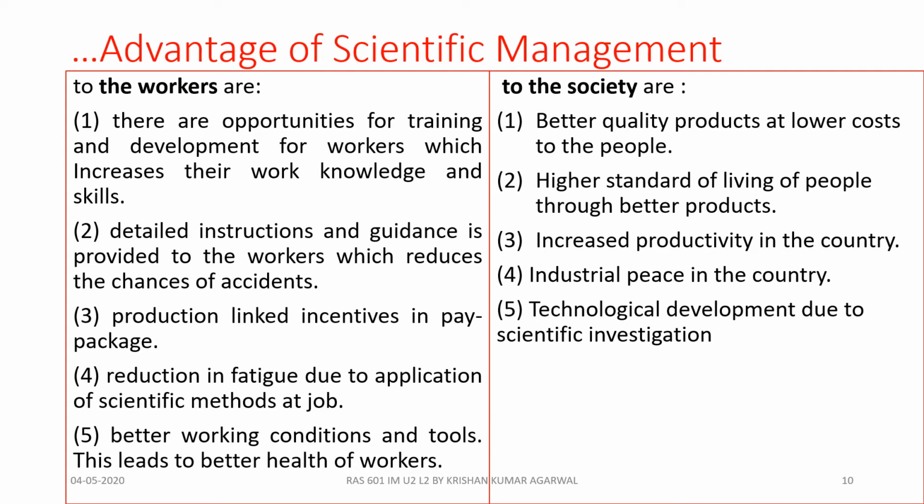With the implementation of the scientific principle approach developed by Taylor, the society gets the advantage of getting more and more goods at comparatively less cost, because due to the increase of productivity, when the supply in the market is more, the prices will go down. And due to technological development and scientific investigation, better quality products can be served to the society and the people living in it.